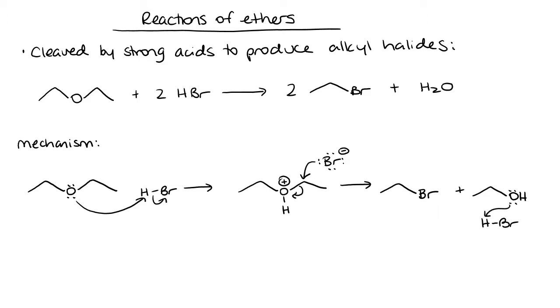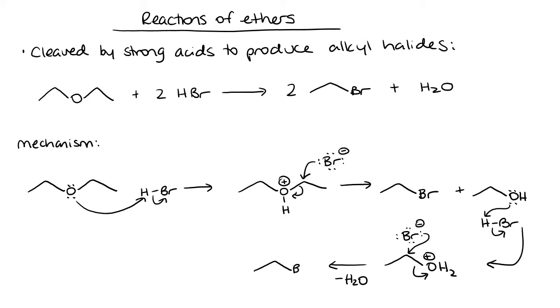So the oxygen will take the H, kick off the bromine. We're turning our bad leaving group into a good leaving group. And then the bromide that we've just produced is going to act as our good nucleophile. It will attack the carbon containing our leaving group and kick off the leaving group in the form of water, so we lose water. And we create our second alkyl halide.